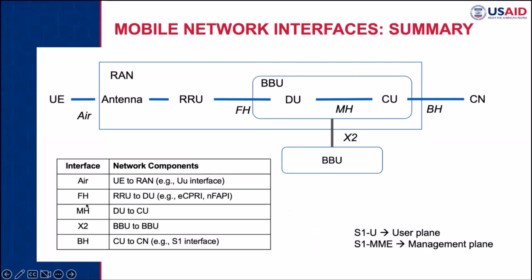Okay, so in summary, these are the different interfaces that are in the architecture. We have the user equipment. This is the air interface, or sometimes called the Uu interface. Then we have the radio access network. That one is between the CN, the core network, and the user equipment. And then inside the RAN, we have the antenna, the RRU, and the BBU. The BBU itself is composed of the distributed unit and the centralized unit, so DU and CU. Connecting the BBU and the RRU, or remote radio unit, is the fronthaul interface, FH. This can be CPRI, eCPRI, FAPI, and NFAPI. Which particular interface is used depends on the split option. More on that in the next lecture.